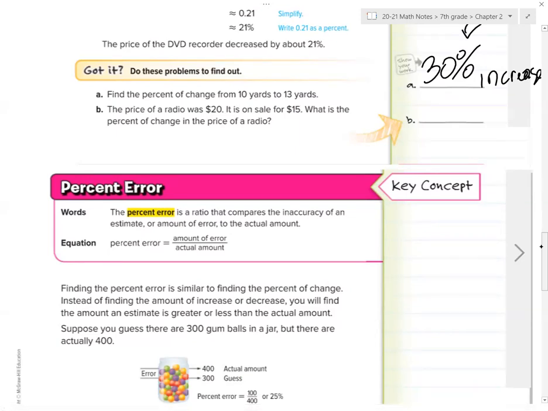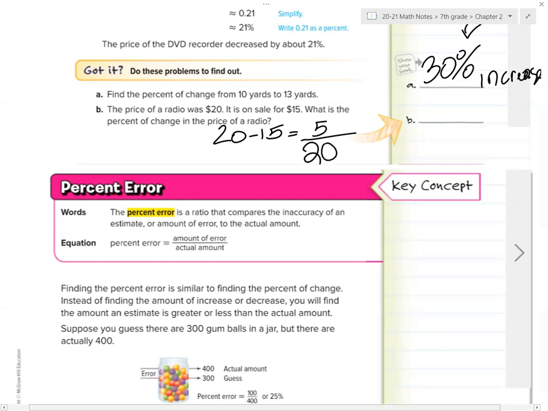So the price of a radio, here's a decrease. The price of a radio is $20. It's on sale for 15 bucks. What is the percentage of change in the price? So even though you can do this in your head, I'm going to find the difference, which is 5. I'm going to put that over the original price because I'm finding the difference in price. So I put the original price in the denominator.